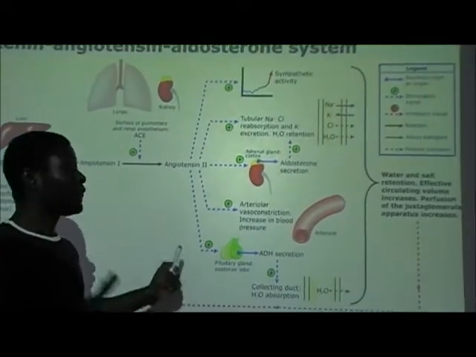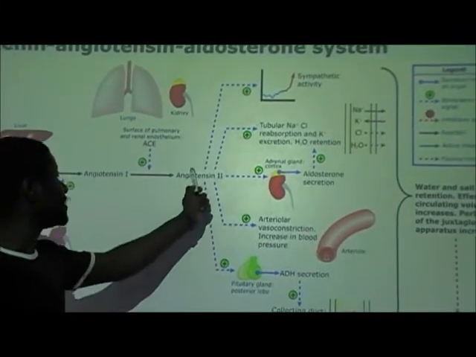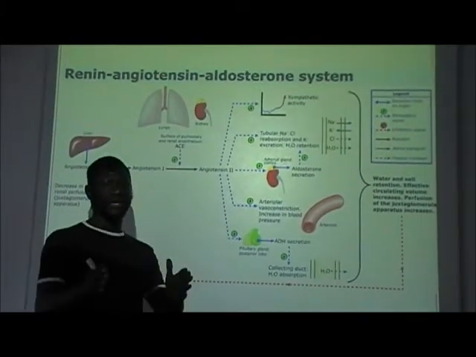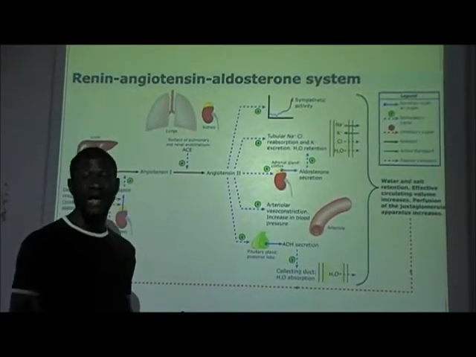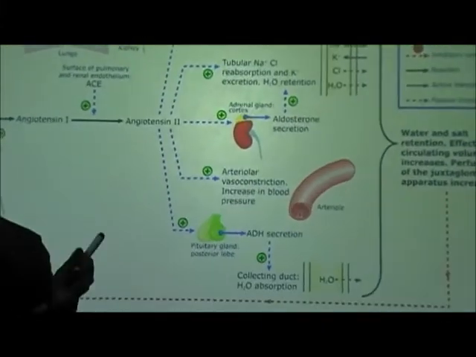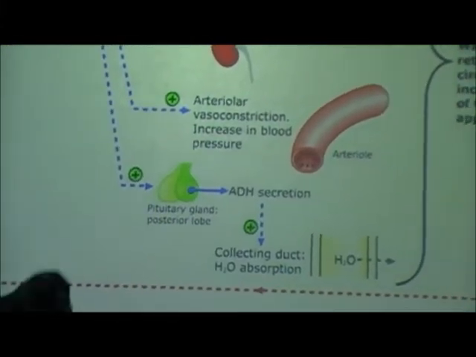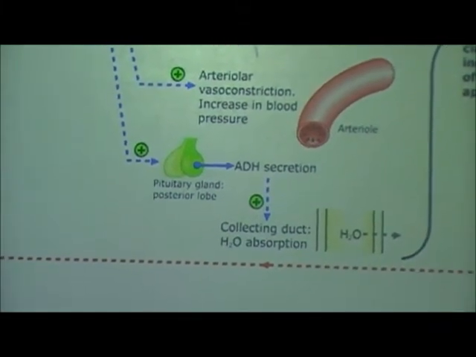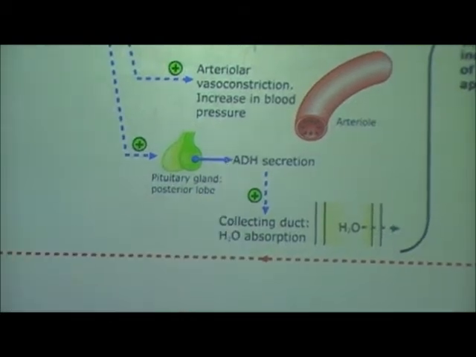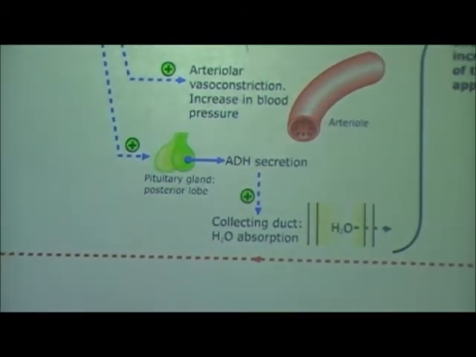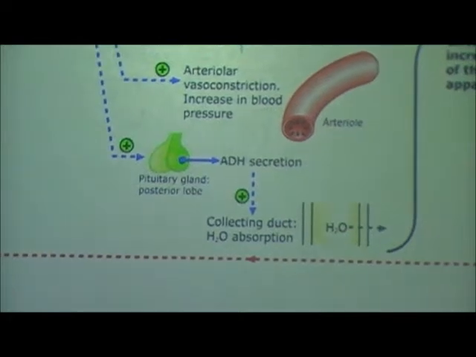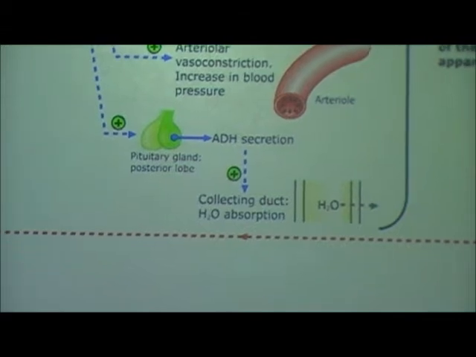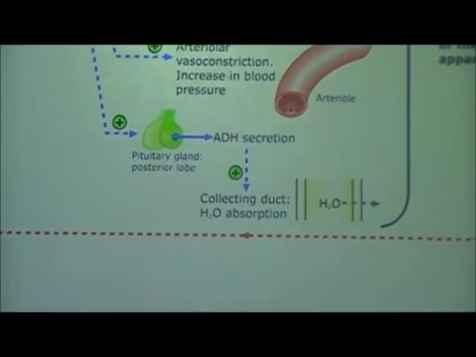Now, the fourth thing that angiotensin 2 does is to stimulate the hypothalamus, to stimulate the posterior pituitary gland to release antidiuretic hormone, which is a hormone that is produced in the hypothalamus but stored in the posterior pituitary gland. So the antidiuretic hormone goes directly to the connecting duct to introduce water channels, so that water molecules can physically be reabsorbed back into the circulating volume.